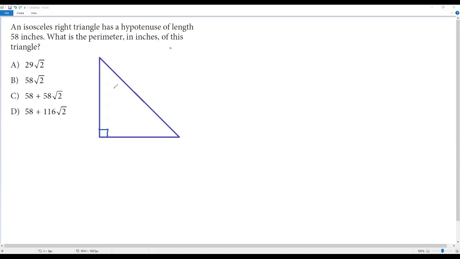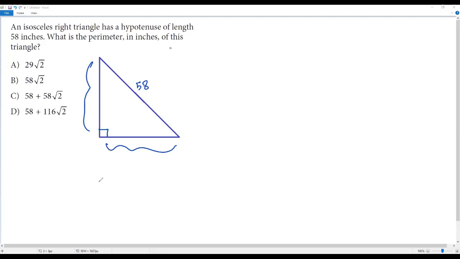Here I have drawn an isosceles right triangle, and in any right triangle, the hypotenuse is the longest side of the right triangle. So here the length of the hypotenuse is given, that is 58 inches. Actually, the hypotenuse is the side which is opposite to the right angle. So here this side is the hypotenuse, and for this side we have the length in the question, that is 58 inches.